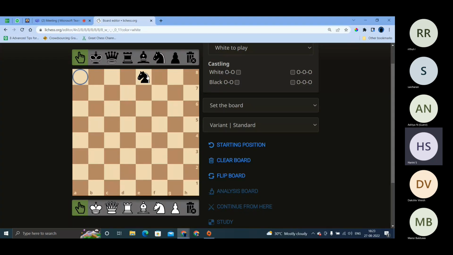Okay, so now Pranjal, can you tell the next move? It has to go to A8. So how does a knight move, Pranjal? I don't know how late you joined the class. It will go to C7. Very good. C7, and then it will go to A8. Very good.